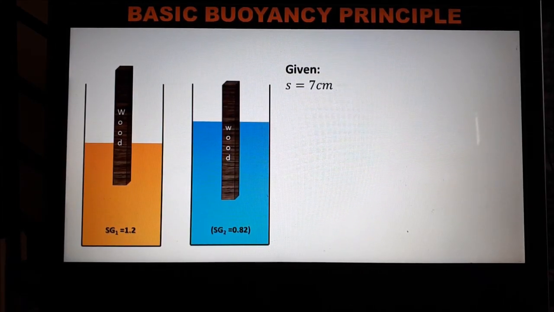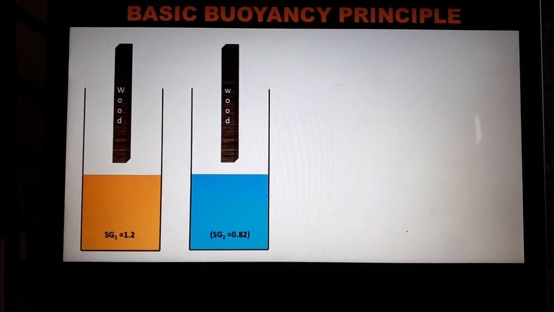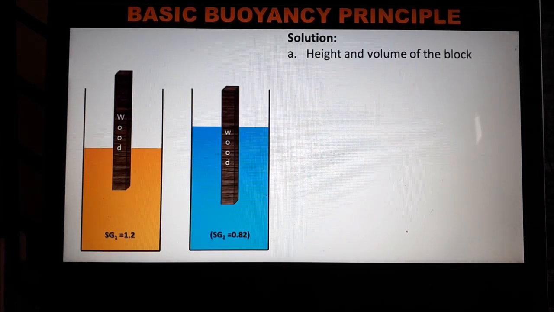The side of the block is 7 cm. Specific gravity of fluid 1 is 1.2. Specific gravity of fluid 2 is 0.82. So it means that the specific gravity of fluid 1 is greater than the specific gravity of fluid 2. So the height submerged in fluid 1 is less than the height submerged in fluid 2, as shown in the figure. So the difference between the height submerged in fluid 2 minus the height submerged in fluid 1 is equal to 5.02 cm, while the specific gravity of the block is equal to 0.52. To solve the problem, first, we're going to determine the height and the volume of the block.